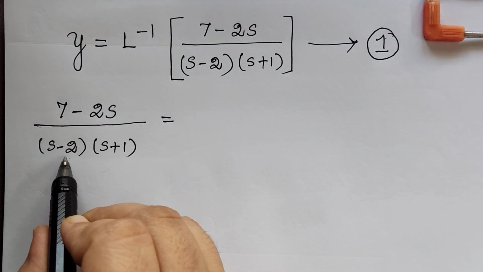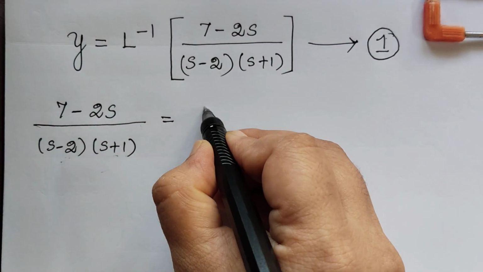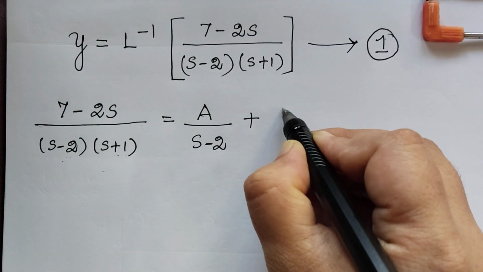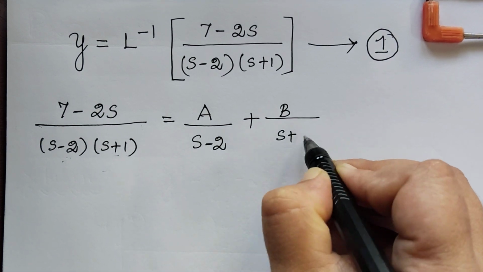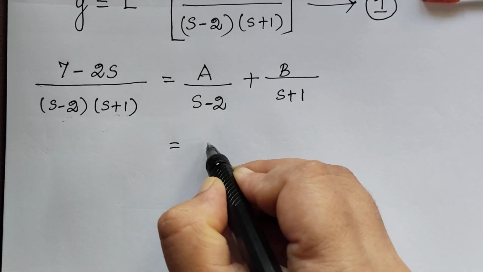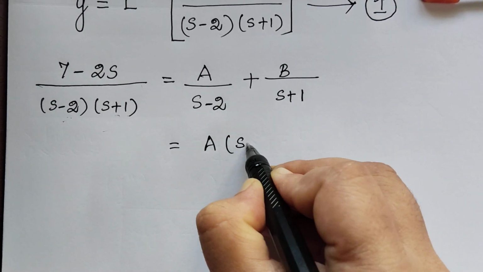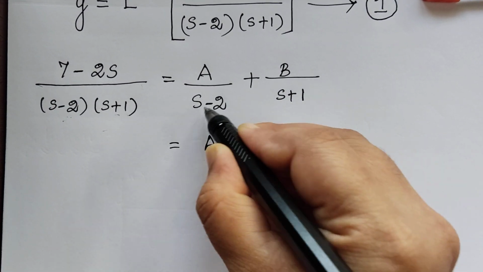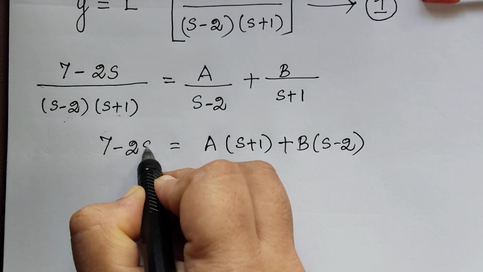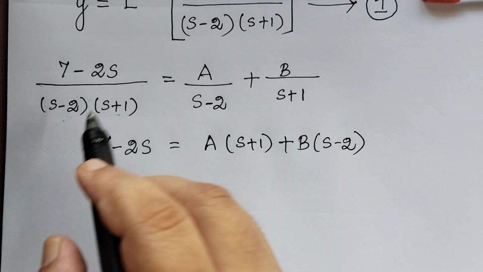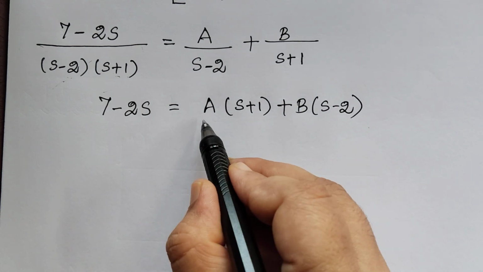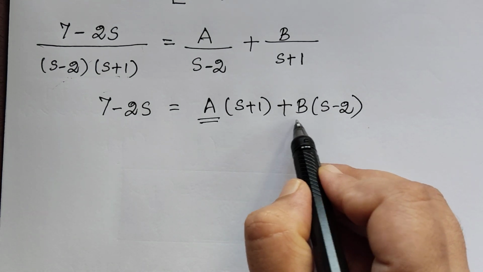Now, since the denominator terms are independent of one another, we can easily write them as a divided by s minus 2 plus b divided by s plus 1. Now, on taking the LCM on the right, we will be having a multiplied with s plus 1 plus b multiplied with s minus 2. And on the left, we have 7 minus 2s. The denominators will be same on left and right, so they will get cancelled. So we obtain this.